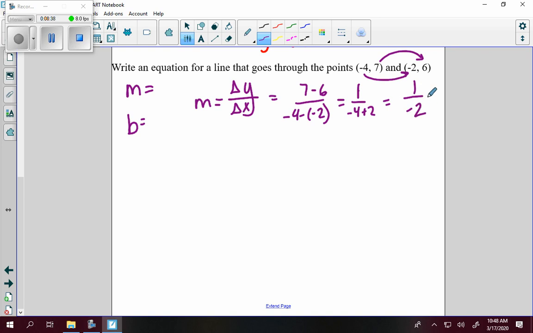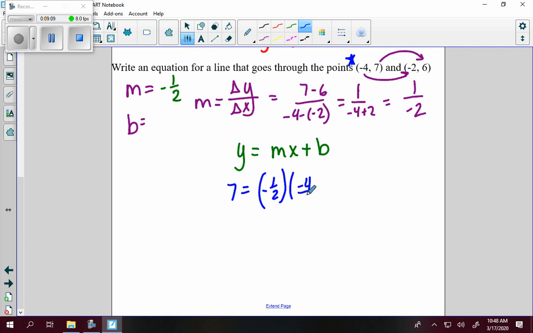Oh no, it's a fraction! It's okay. -1/2. You know, when you're going to graph these, you want it to be a fraction. So let's find b now. y equals mx plus b. I always use the first point just because I need to have a rule for myself. So y is 7, m is -1/2, x is -4. I'm going to put it over 1 since -1/2 is a fraction as well, plus b.